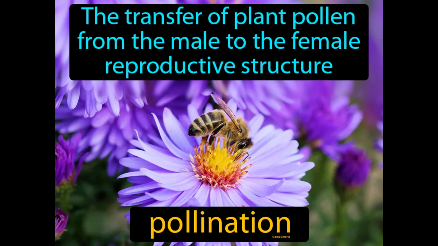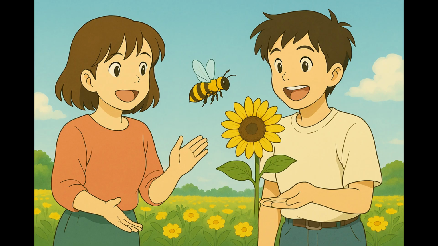The transfer of plant pollen from the male to the female reproductive structure. Pollination is the process by which pollen is moved to help plants reproduce and produce seeds. Imagine trying to send a message to a friend across a crowded room at a party without directly speaking to them. This is similar to how plants rely on pollinators like bees, wind, or other mechanisms to carry pollen from the male parts to the female parts of a flower.